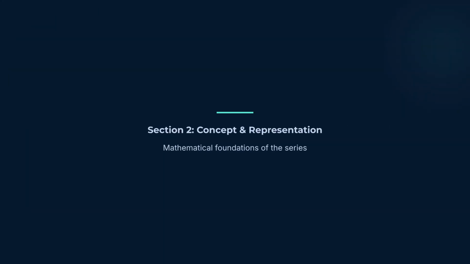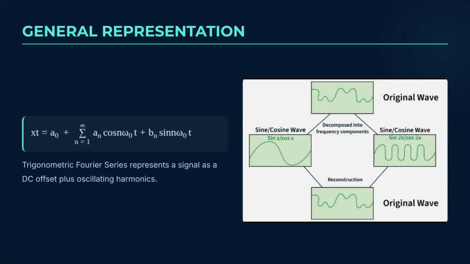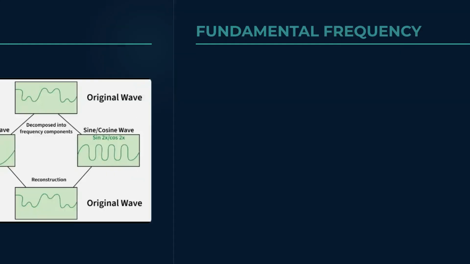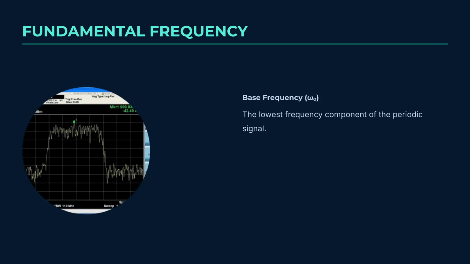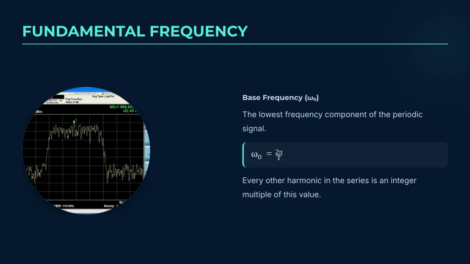Section 2 will focus on the concept and representation of the Fourier series, delving into its mathematical foundations. The trigonometric Fourier series represents a signal as a DC offset plus a sum of oscillating harmonics. This equation is the general representation for decomposing a signal into its constituent frequency components. The fundamental frequency, omega naught, is the lowest frequency component of the periodic signal, calculated as 2π divided by T. Every other harmonic in the series is an integer multiple of this base frequency.